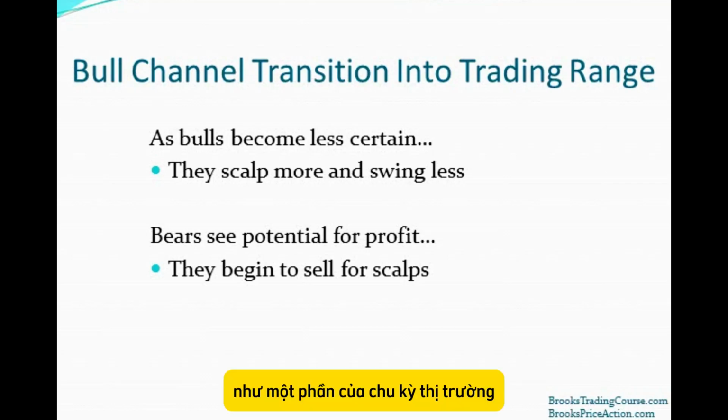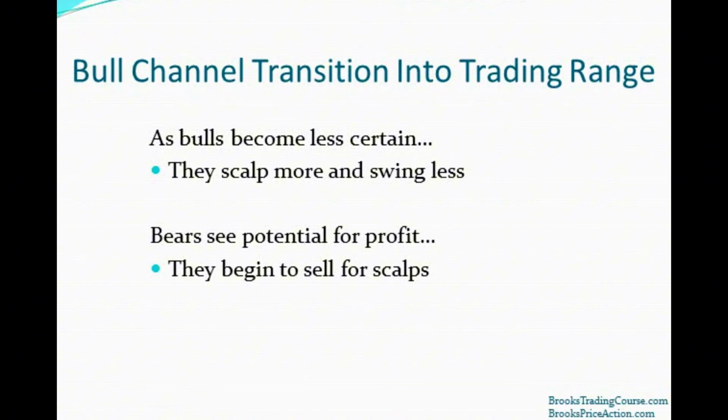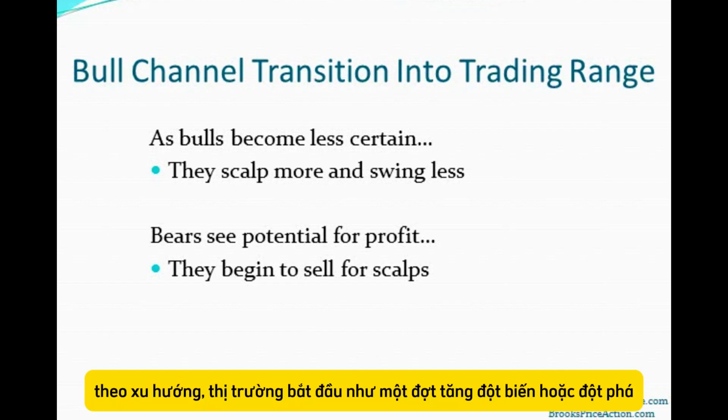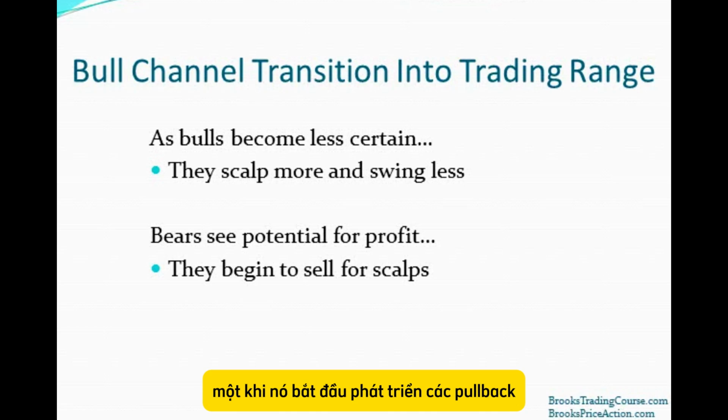As part of the market cycle, trends evolve into trading ranges evolve into trends. Within trends, the market starts as a spike or a breakout. Once it starts to develop pullbacks, there's some two-sided trading taking place, and it enters a channel phase. So let me talk about a bull channel transitioning into a trading range.